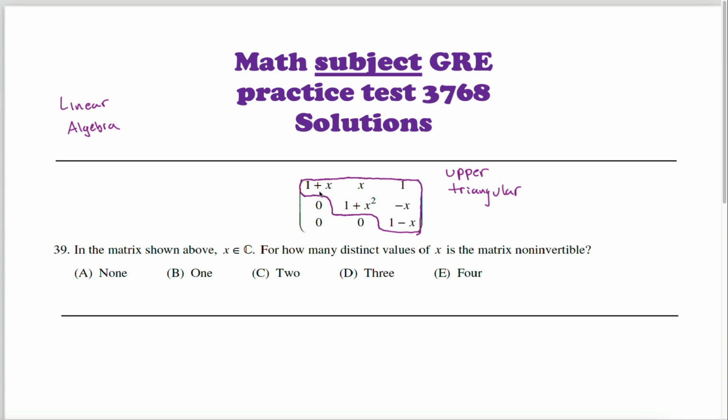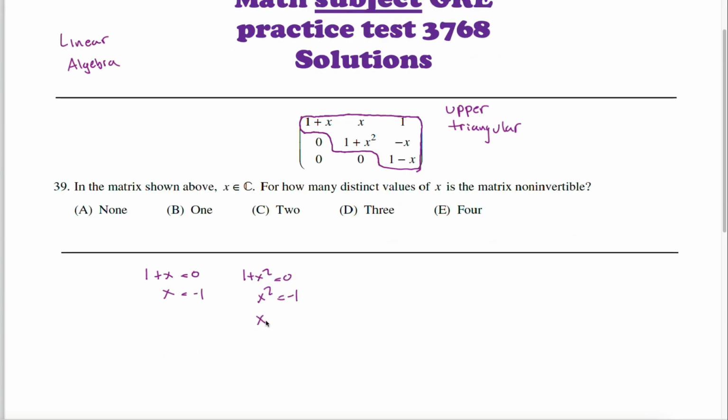Right? 1 plus x equals 0 tells you x equals -1. 1 plus x squared equals 0 tells you that x squared equals -1. So x is plus or minus the square root of -1. In other words, x is plus or minus i. And then finally, 1 minus x equals 0 tells you that x is equal to +1. We've got four distinct solutions. What, the fourth roots of unity, I suppose? The answer to the question is E.